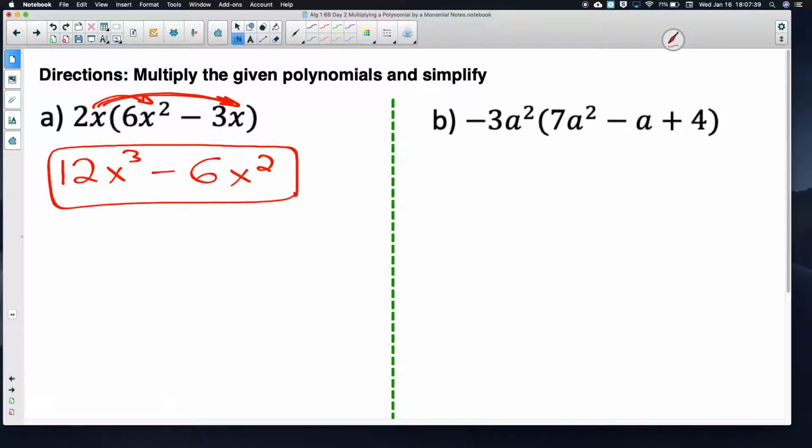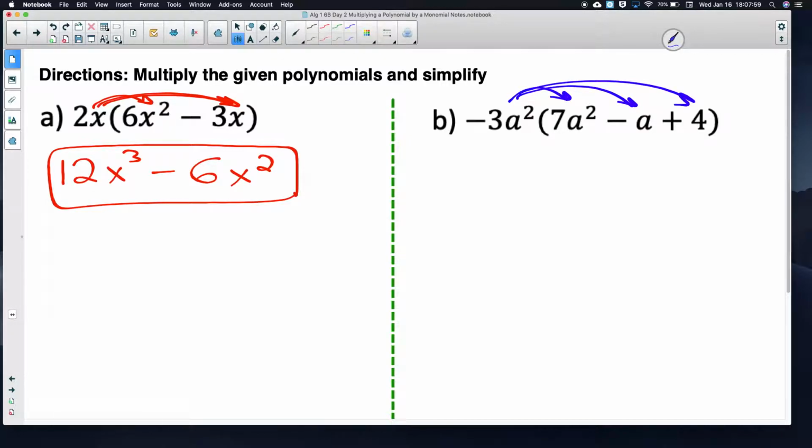That's all we're doing today. Make sure that we are good to go on that distributive property and combining like terms, multiplying the numbers, and multiplying variables. So, let's take it a step further. Let's multiply a monomial by this trinomial here.